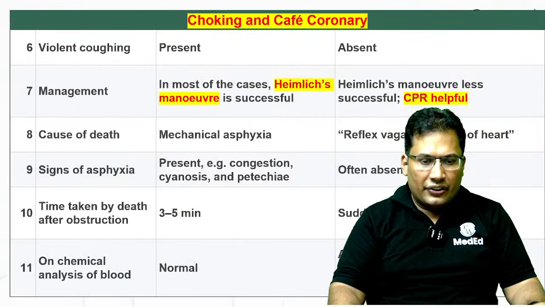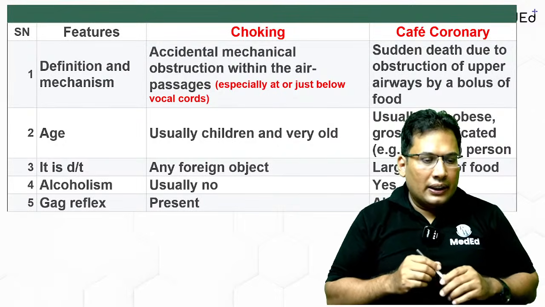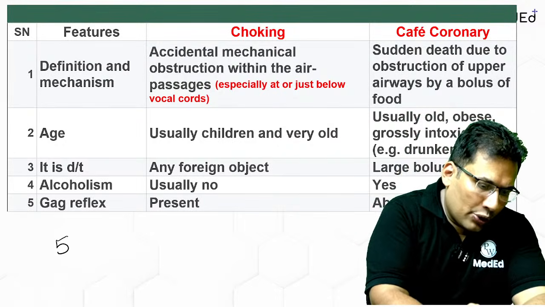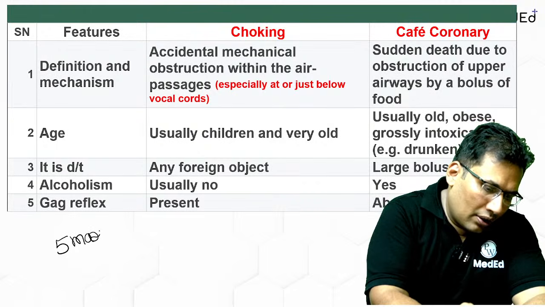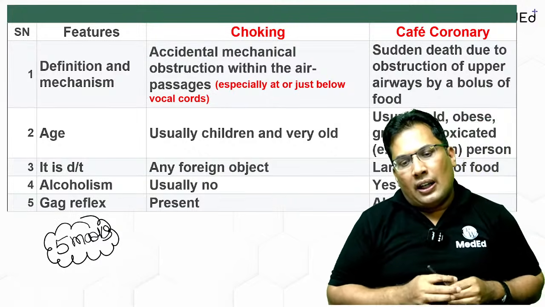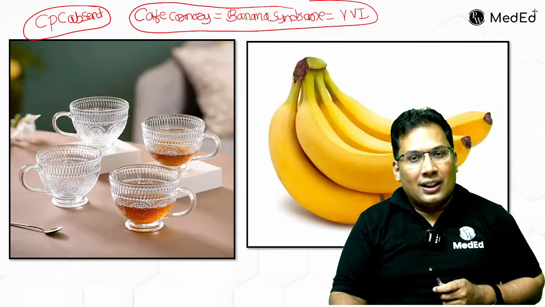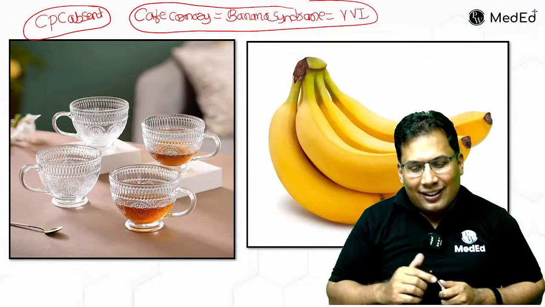Now differences. There are 11 differences between choking and cafe coronary. So this can be a 5 marks question. You must go through this table after the class. All of you okay? Have you understood banana syndrome? Banana is there, alcohol is there.